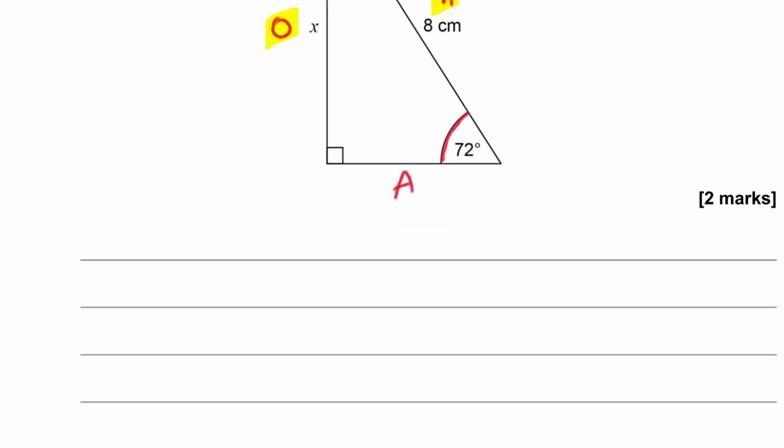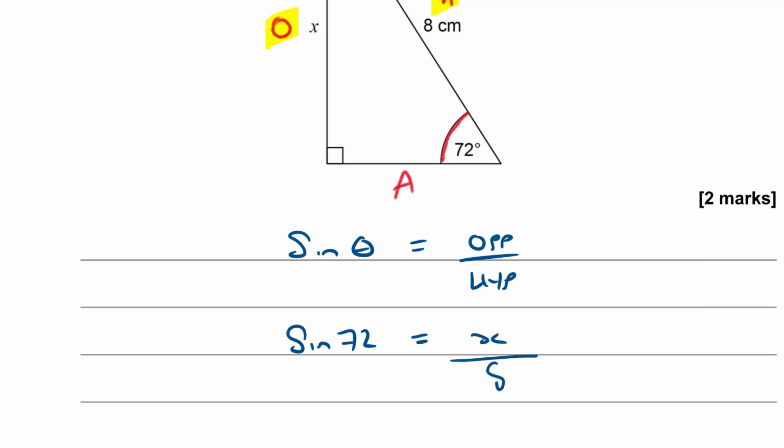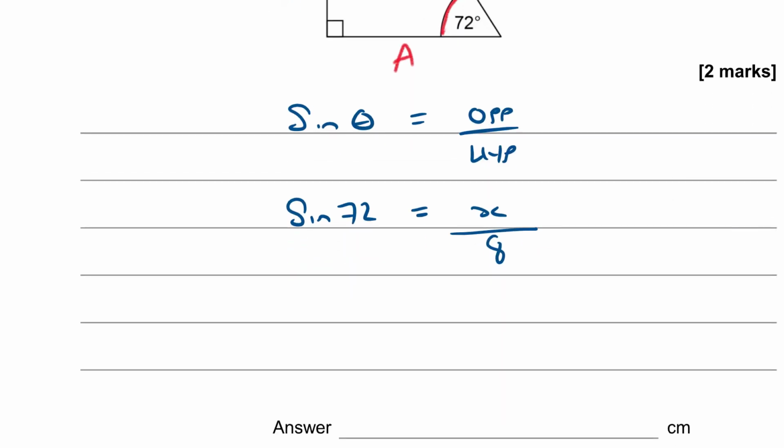Okay, so the sine of my angle, sine theta, is equal to opposite over hypotenuse, which in this case, my sine 72 is going to be my x over 8. Rearranging for x, what we're going to do is move that 8 up there. So x is equal to 8 sine 72. Reaching for the calculator.